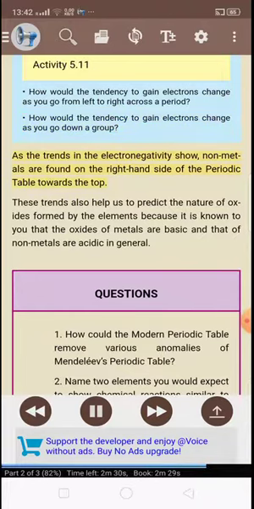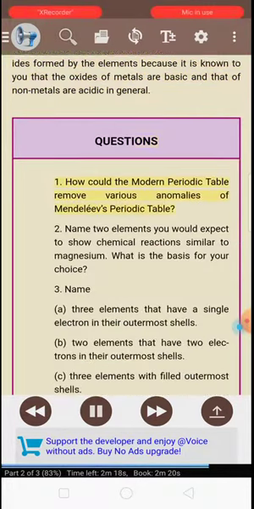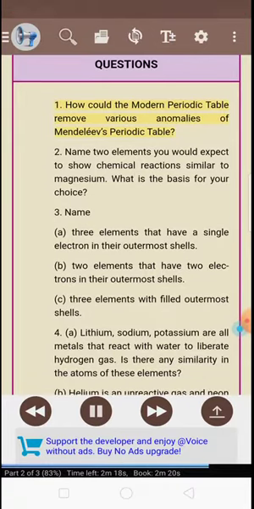As the trends in the electronegativity show, non-metals are found on the right-hand side of the periodic table towards the top. These trends also help us to predict the nature of oxides formed by the elements because it is known to you that the oxides of metals are basic and that of non-metals are acidic in general. Questions. 1. How could the modern periodic table remove various anomalies of Mendeleev's periodic table?